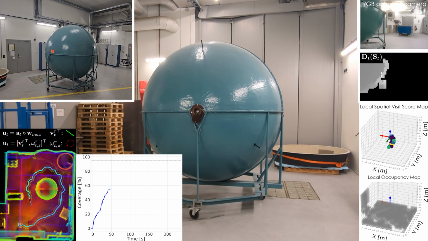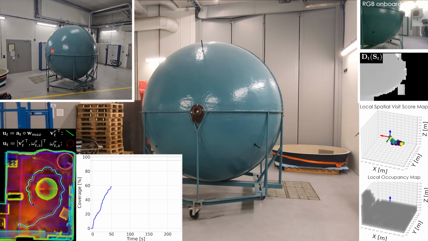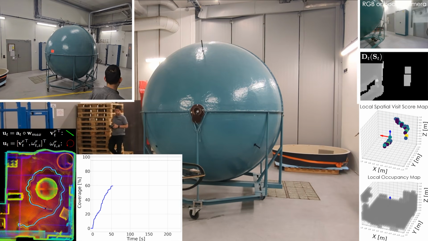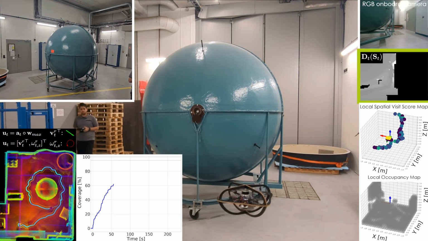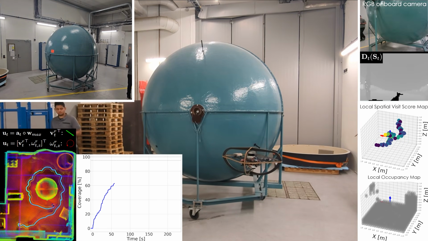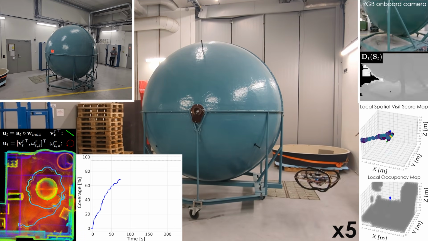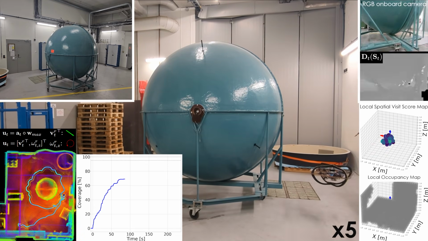On the right side of the video, we display the onboard RGB image used for semantic detection, along with the network observations: the semantic depth image, the spatial score map, and the occupancy map. In the left corner, we show a top-down view of the mission and a surface coverage plot obtained through post-processing of the semantic mesh.